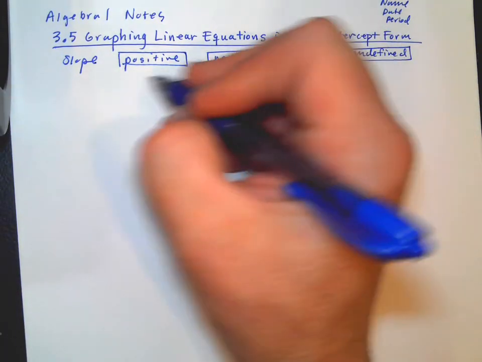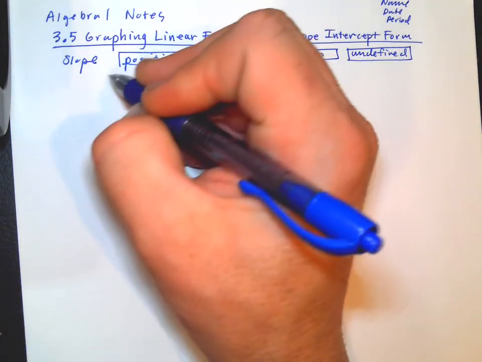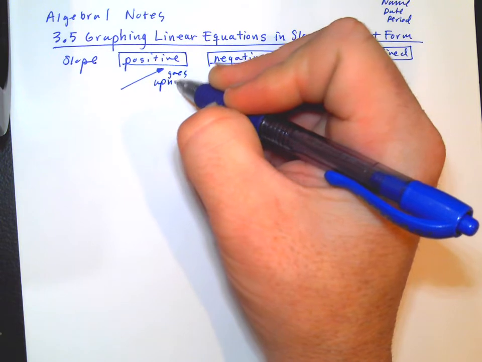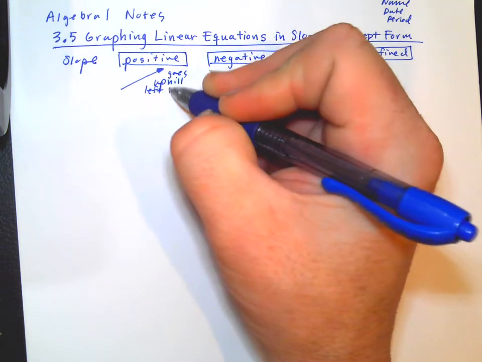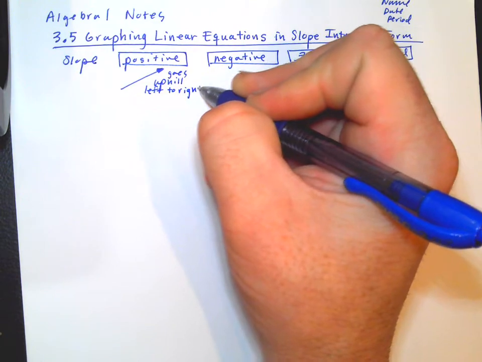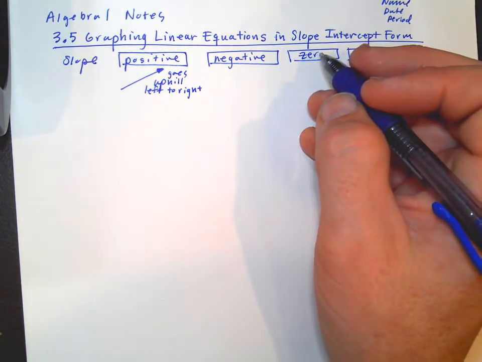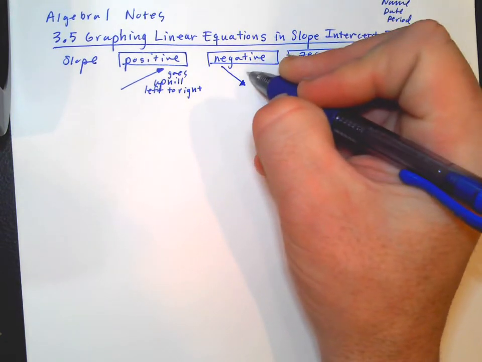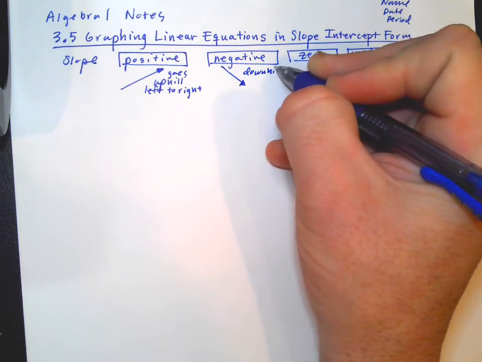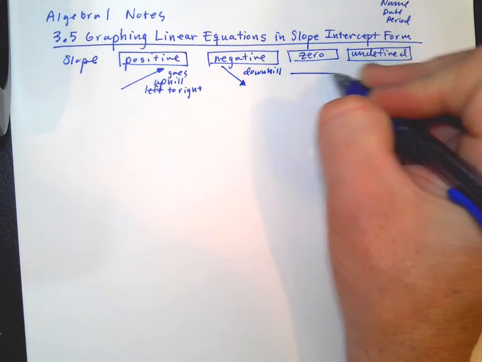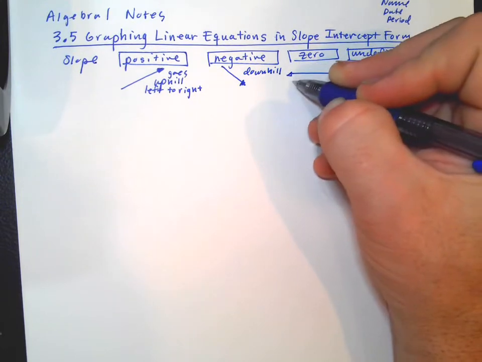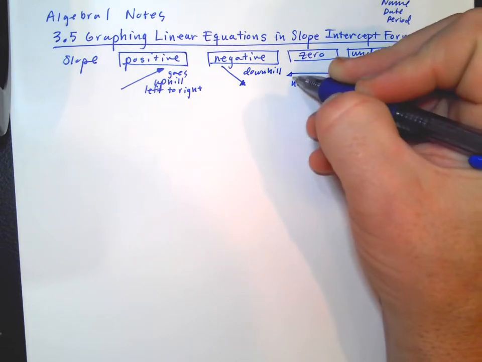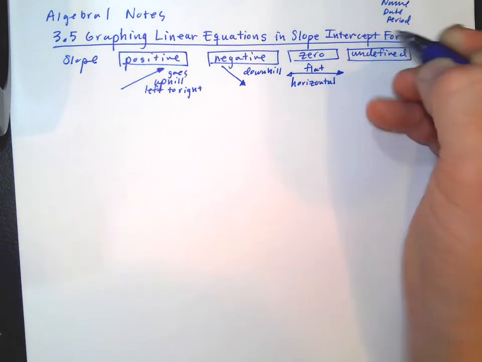So if it's positive, it's going uphill, right? Goes uphill left to right. So we generally think left to right. That's sort of like the normal way of thinking forwards in math, looking at graphs, left to right. If it's negative, it goes downhill, left to right. 0 would be flat, right? But you have a special name for that. It's called a horizontal line. It's horizontal, it's flat, it has no slope.